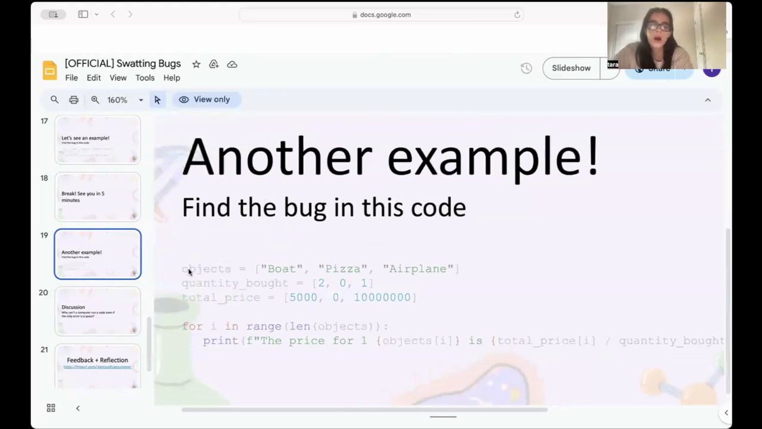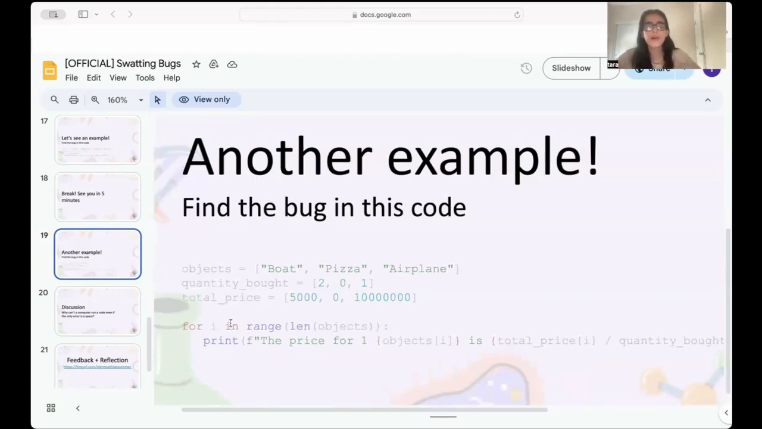So objects equals boat, pizza, airplane. So we have 3 objects. Everything looks properly formatted. There's no syntax errors or name errors. We didn't call it objects. Next, we have quantity bought: 2, 0, 1. So we have a list. Total price 5,000, and I believe that is, I don't know, 10 million. Sorry, just had to read it.